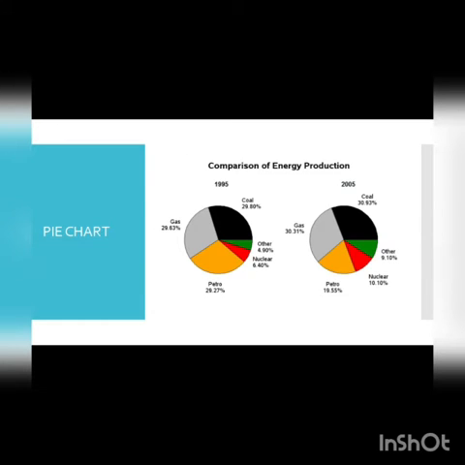The next type is pie chart. It is usually in the form of a circle which is divided into many parts. Its example is comparison of energy production. So the data is given in past, so you have to use past tense. Like in 1995, the energy produced from coal was 29.80%, while in 2005 it was increased by almost 1%.